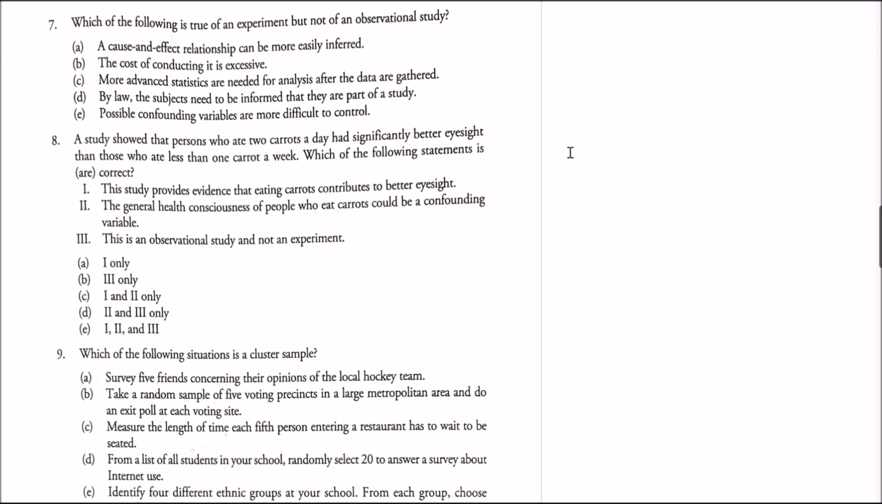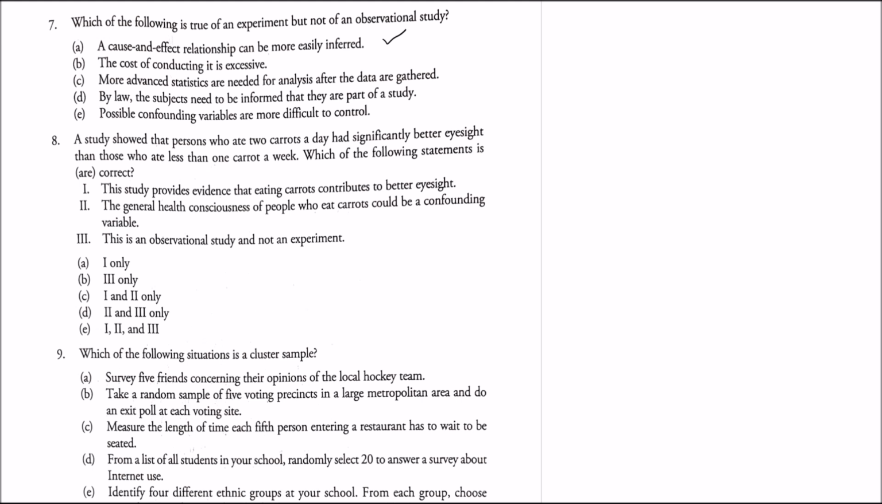All right, so number 7. Which of the following is true of an experiment, but not of an observational study? A, a cause and effect relationship can be more easily inferred. Yes, in an experiment, because if you have random assignment, which is an element of a well-designed experiment, you're going to be able to infer a cause and effect relationship, assuming that you have statistically significant results, right? So that's why they said can be more easily inferred.